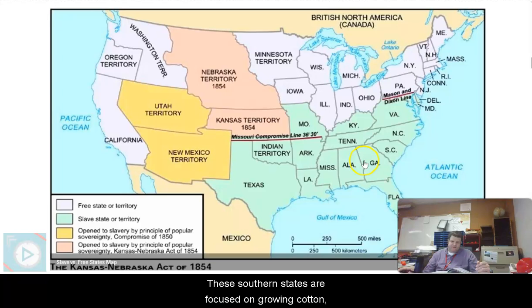They control a lot of the economic direction. These southern states are focused on growing cotton, tobacco, cash crops, and getting those to market. They dislike tariffs, and they believe they should buy the cheapest products from wherever they can get them, which in many cases is not the northern United States. This economic divide is going to play a huge role.